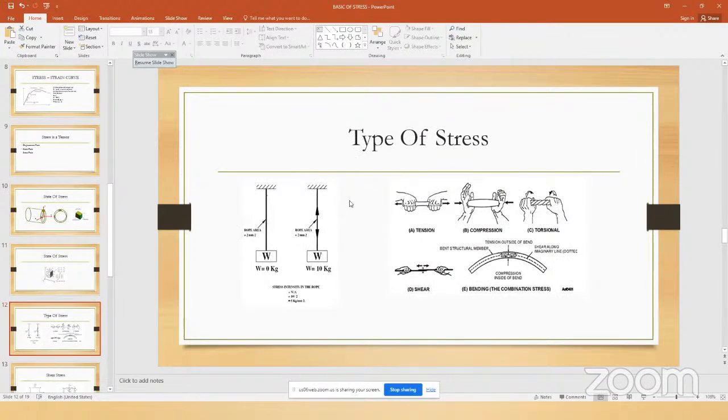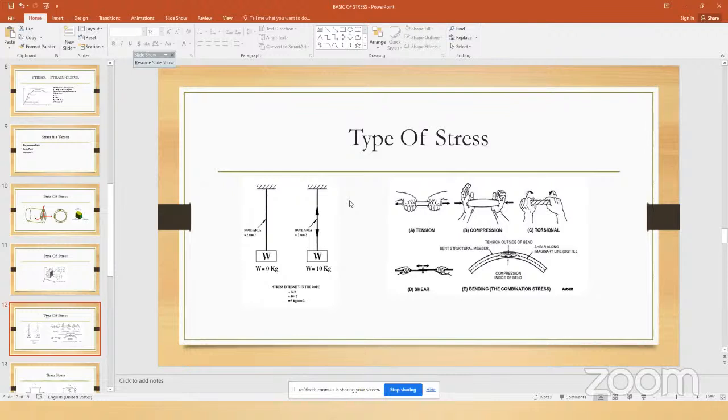Okay. Next one is types of stresses. One is tension, compression, torsion, shear, and bending. Tension is nothing but if you are going to pull on two sides, it will be tension stress. Compression, if you are going to compress in the same direction, it will be the compression.